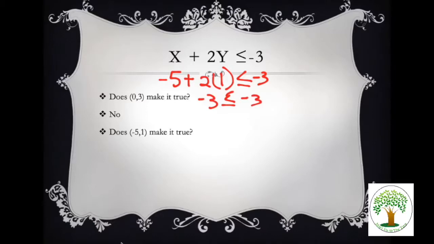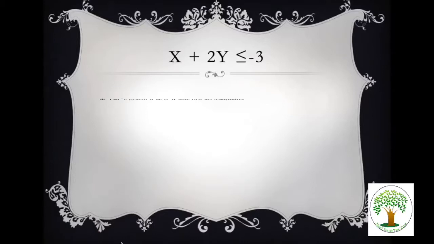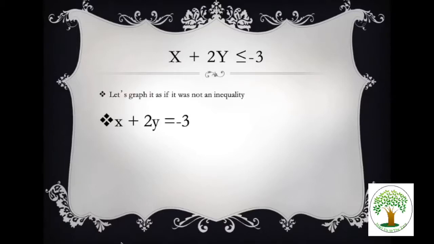Okay, so some ordered pairs will work in here, and some of them won't. What we're going to do today is find out which ones work. You are going to find every ordered pair on the planet that will work. What we're going to do right now is separate all the false stuff from the true stuff. It's a lot easier than you think, okay? So this is what we're going to do. We're going to graph it, and we're going to first pretend that it's not an inequality. We're going to actually make it an equal, all right?